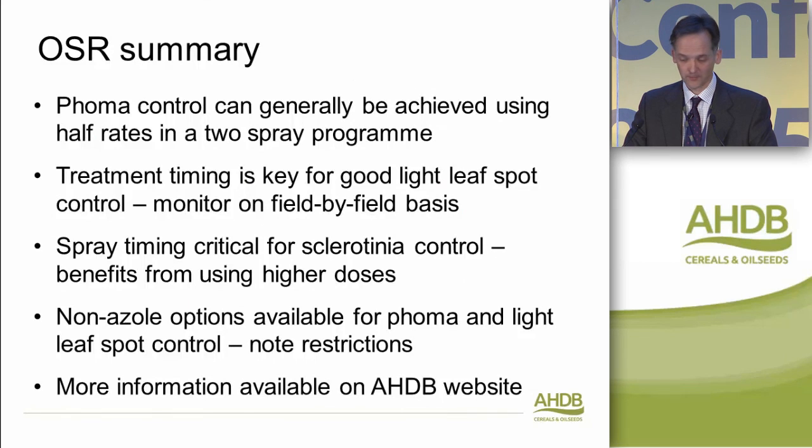So, to wrap up on oilseed rape, on phoma, I think the general message we're seeing is it's about one of the easier diseases to control in rape, perhaps. Half dose of most products generally does a decent job. You just need to make sure that they're well timed, applied soon after the crop reaches threshold, and again on reinfection. On light leaf spot, again, timing is the key factor. I think we need to be monitoring that on a field-by-field basis as we go into the spring.